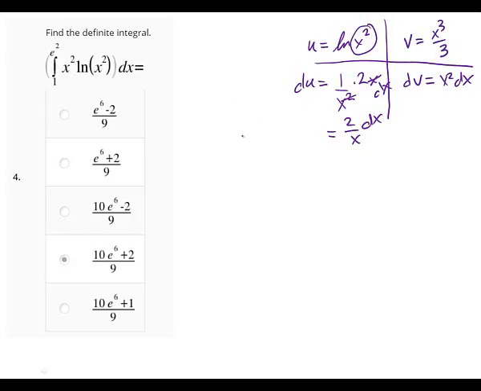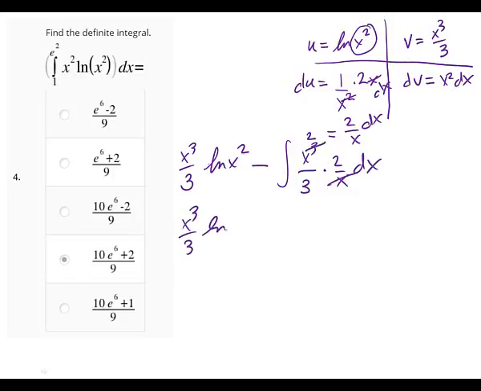All right, uv. So u is the natural log of x squared, v is x cubed over 3, minus the integral of v du, which is 2 over x dx. I'm going to simplify this before I try to integrate. It's going to go to x squared, right? Natural log of x squared minus, and I've got a 2/3 left, x squared dx. I'm ignoring the limits for a minute.